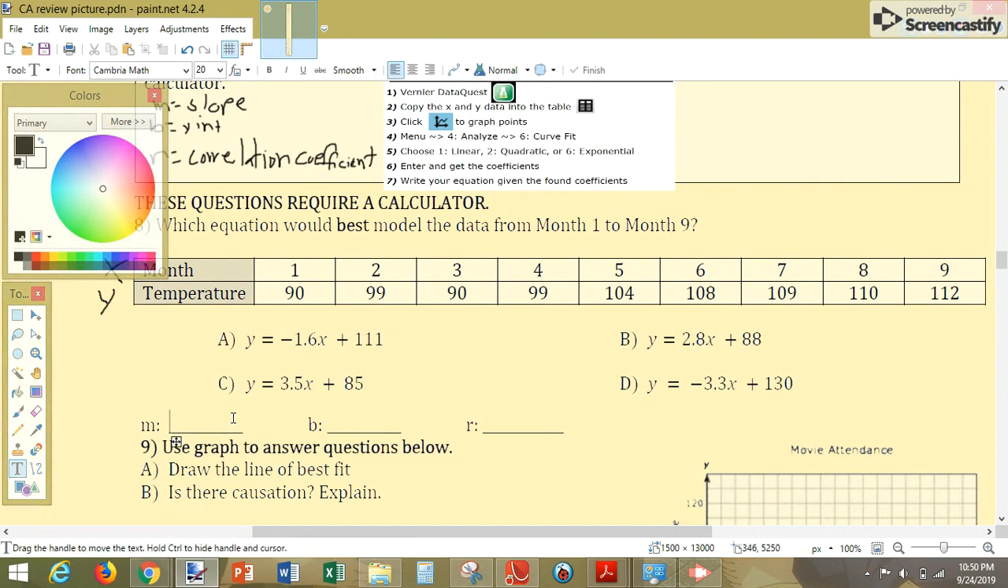So our m, our slope, we can write 2.8. By the way, the slope is temperature per month. Okay, b, our y-intercept, we could go ahead and put 88.3. And our r, let's put 0.92. 0.92 is positive, and it's further away from 0, so it is a strong positive.